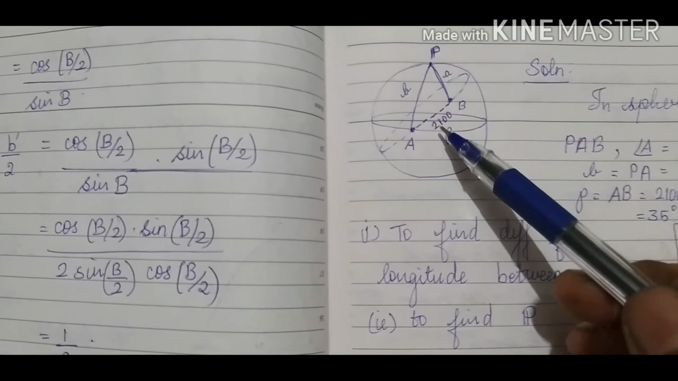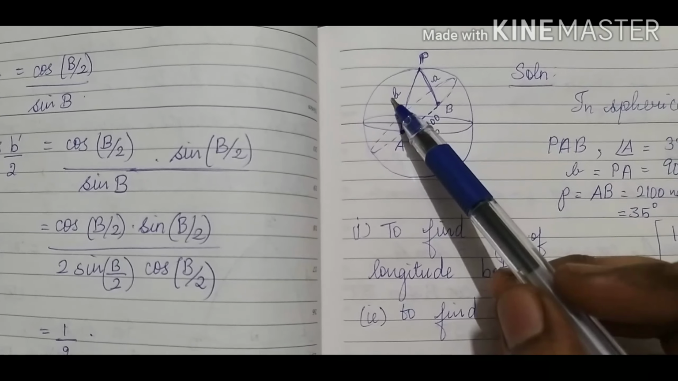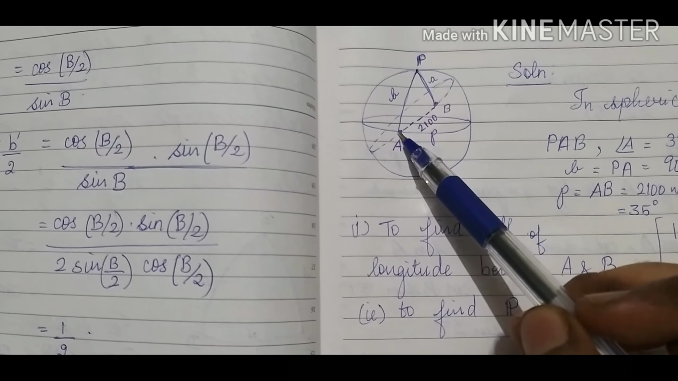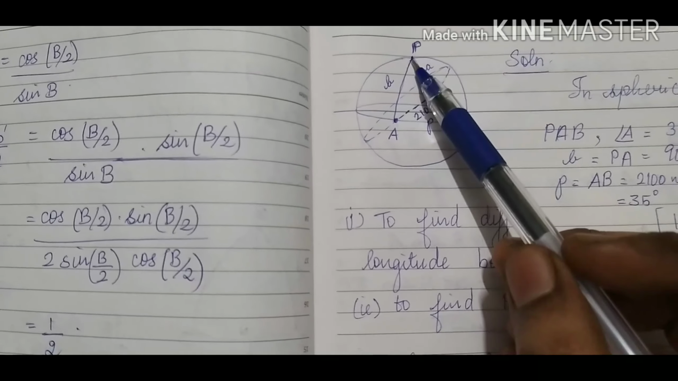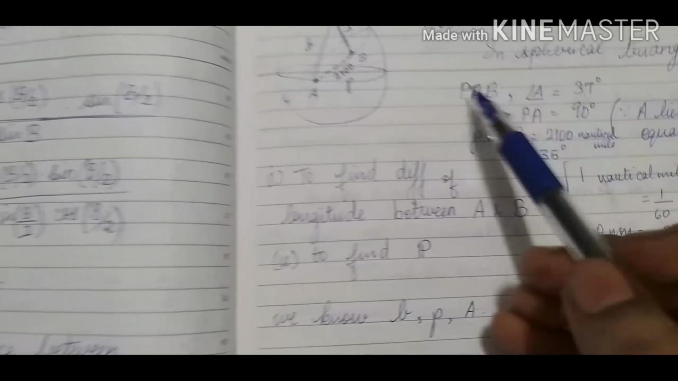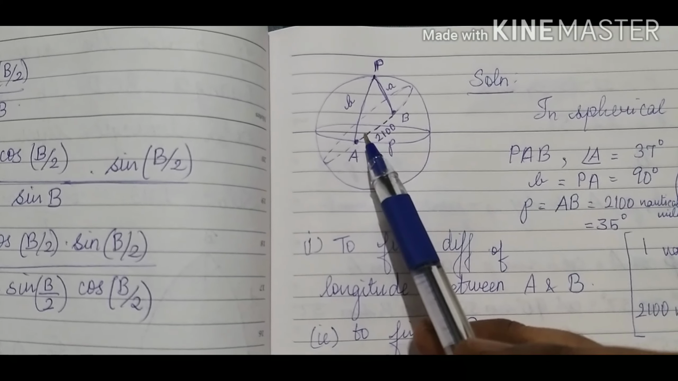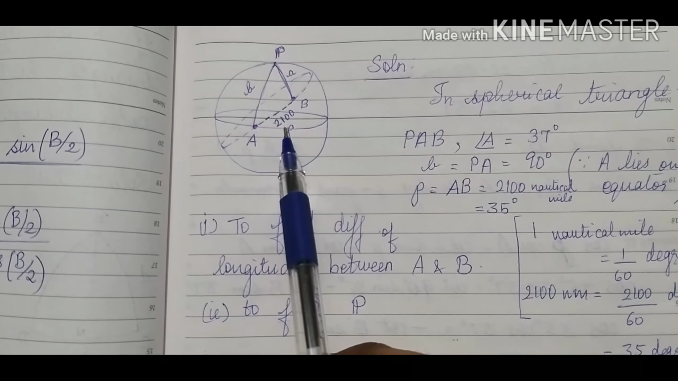So now what else we have is, we have this distance to be 2100 nautical miles. And since A is a point on the equator, the distance between any point on the equator to the pole is always 90 degrees. So we know this length, and the great circle course at A is given to be 37 degrees. This is nothing but the angle A given to be 37 degrees. So we have this angle, this side and similarly this side. Okay, so in this spherical triangle I have just written what all is given, and this side small p is given in terms of nautical miles.